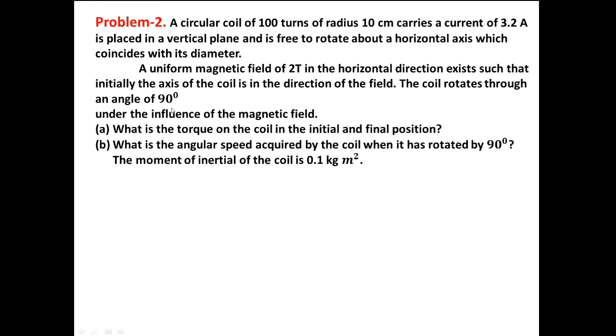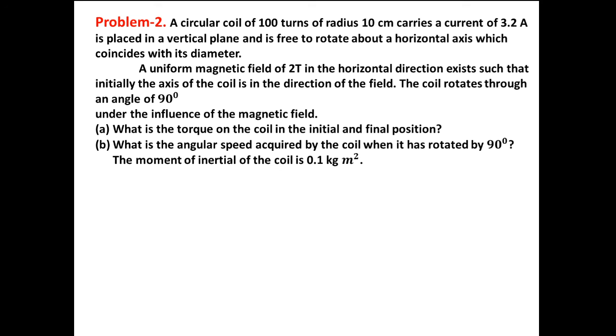Another problem, the same one here. A circular coil of 100 turns of radius 10 centimeter carrying a current of 3.2 ampere is placed in a vertical plane and is free to rotate about a horizontal axis which coincides with its diameter. A uniform magnetic field of 2 Tesla in the horizontal direction exists such that initially the axis of the coil is in the direction of the field. The coil rotates through an angle of 90 degrees under the influence of the magnetic field.